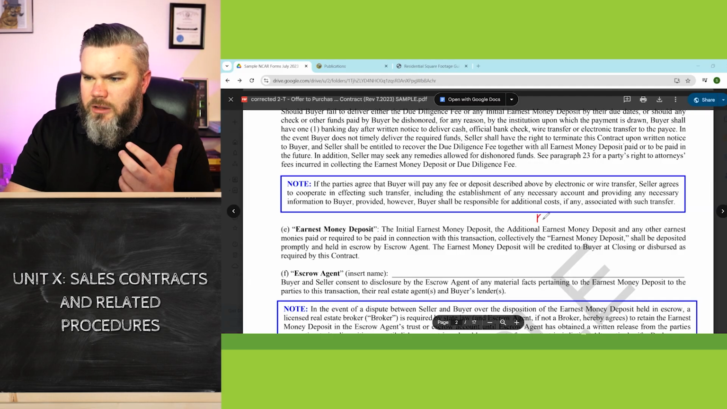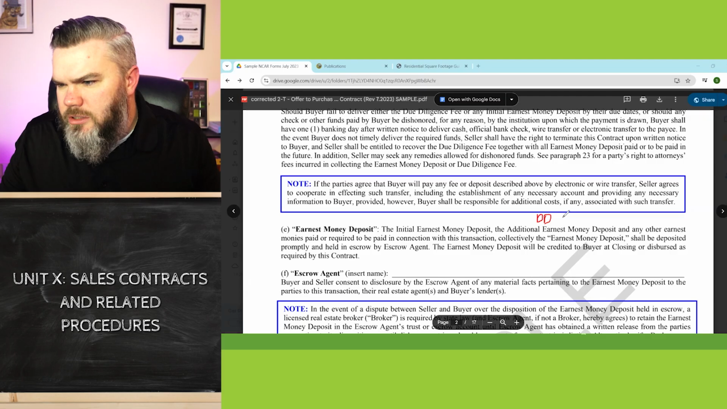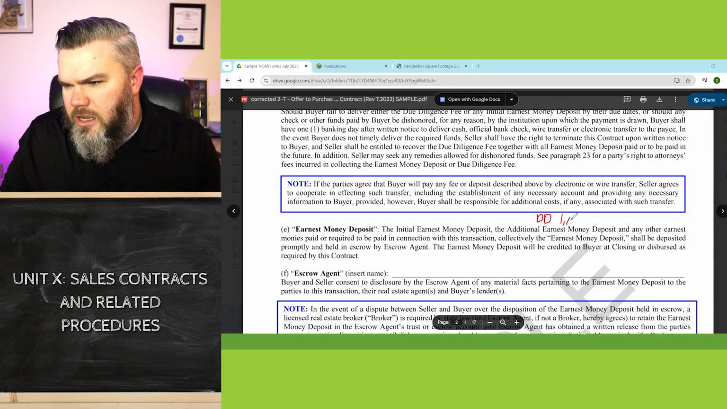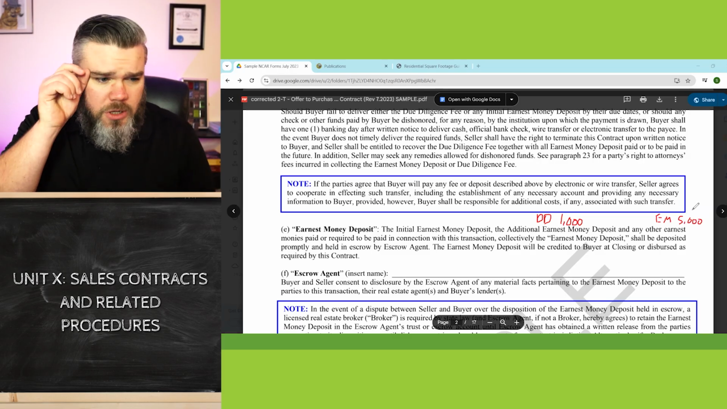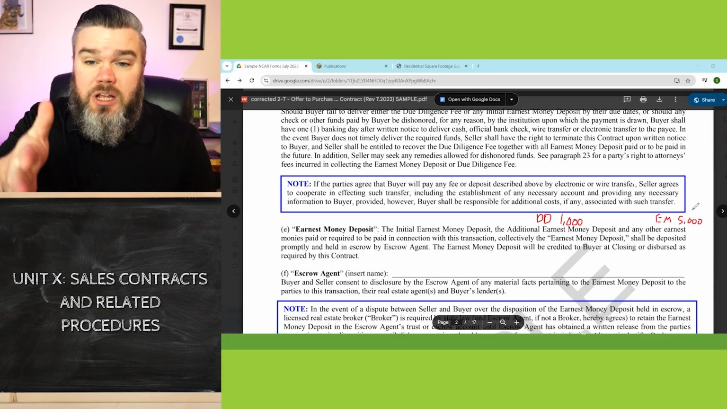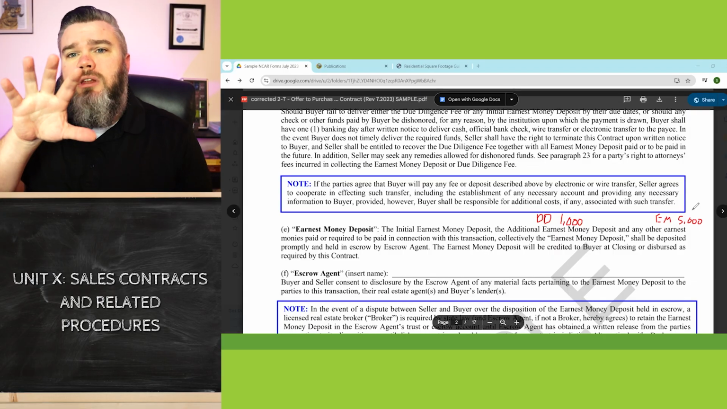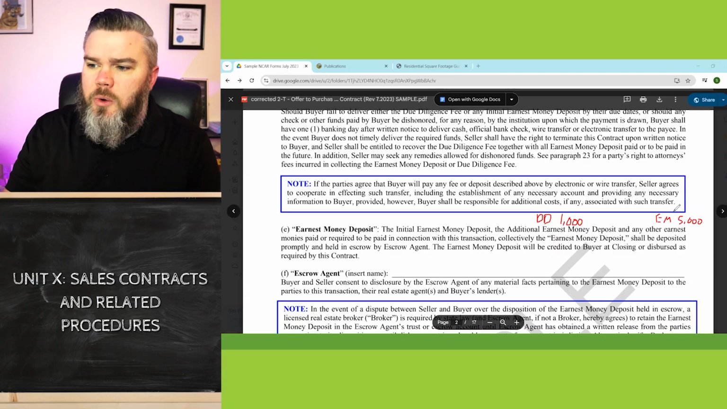If we said that there was $1,000 in due diligence money, and $5,000 in earnest money. I told you due diligence money is due on the effective date to the seller directly. Earnest money is due within 5 days of the effective date going to this escrow agent.